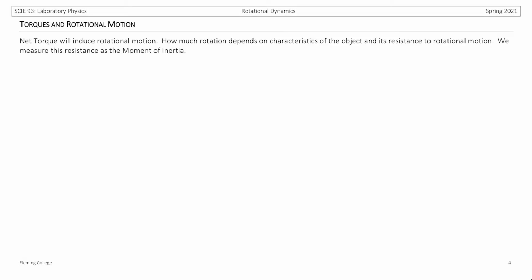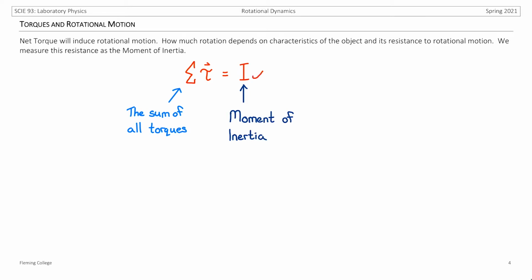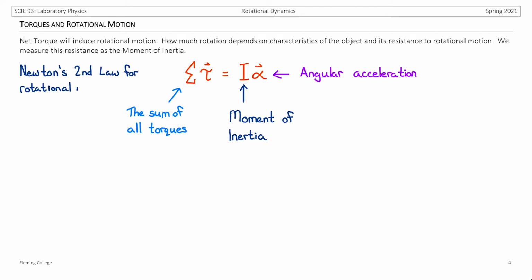We mentioned earlier that a net torque will induce rotational motion. Now, how much rotation depends on characteristics of the object and its resistance to rotational motion. We calculate this using the equation: the sum of all torques, which is your net torque, will be equal to I alpha, where I represents the moment of inertia and alpha represents the angular acceleration. This should look familiar. This is actually Newton's second law. Remember, force is equal to mass times acceleration, but written with rotational motion components.